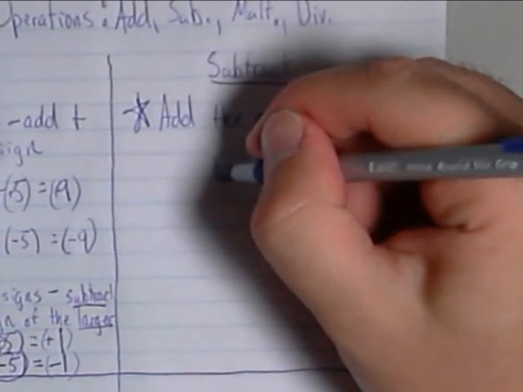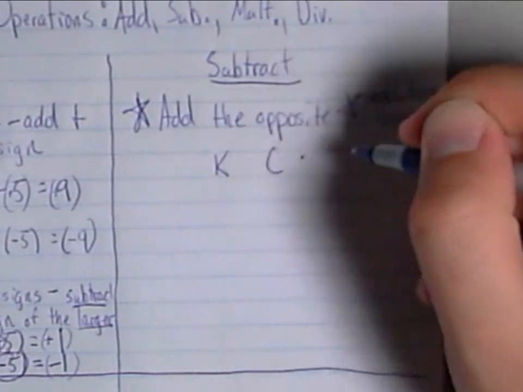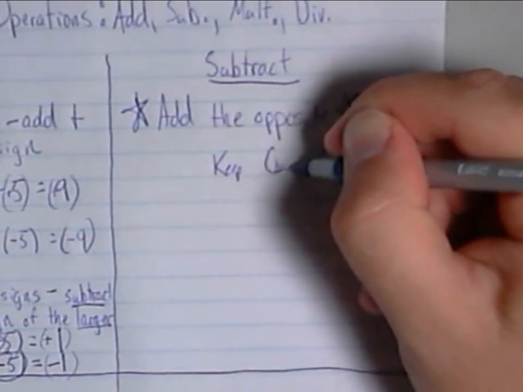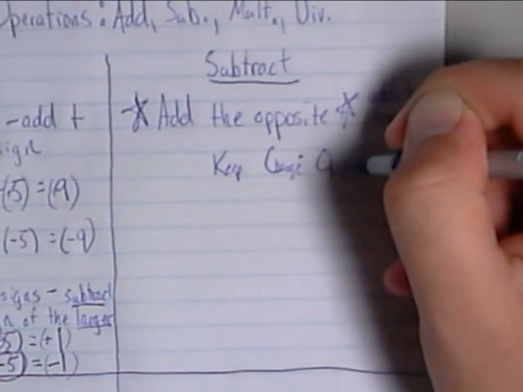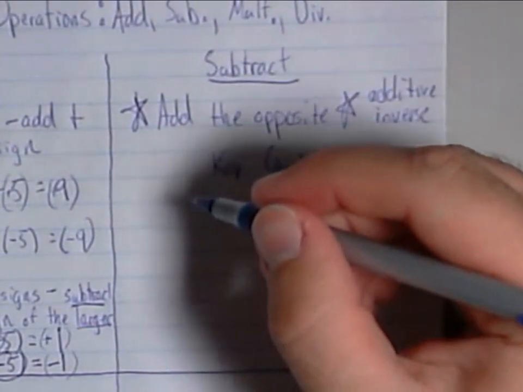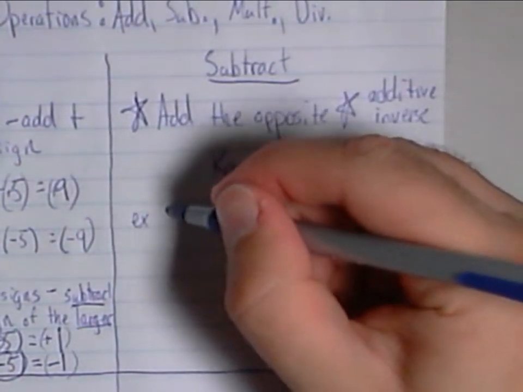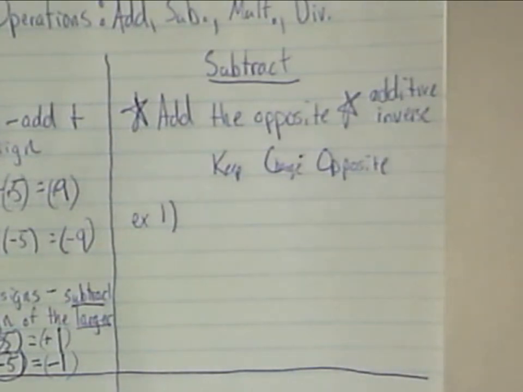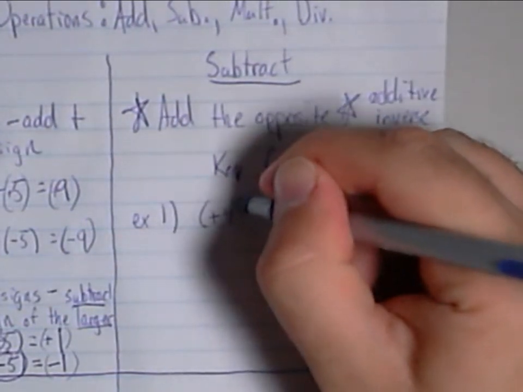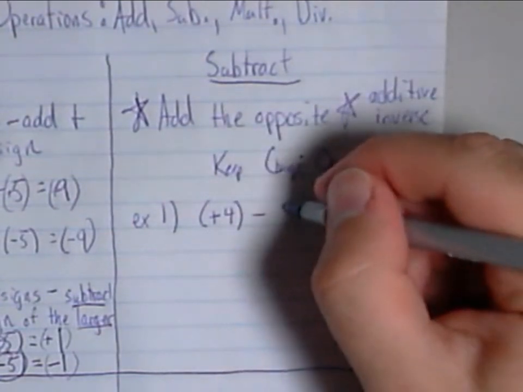You might also have heard the rule of keep, change, opposite. I do want you to write this rule down because this is what I say most often. Some teachers say keep, change, flip, but that pertains more to when we are dividing fractions. So KCO: keep, change, opposite. Write it down while we go through these examples. For my first example, I'm going to use the same numbers from before. So a positive 4 minus a negative 5.